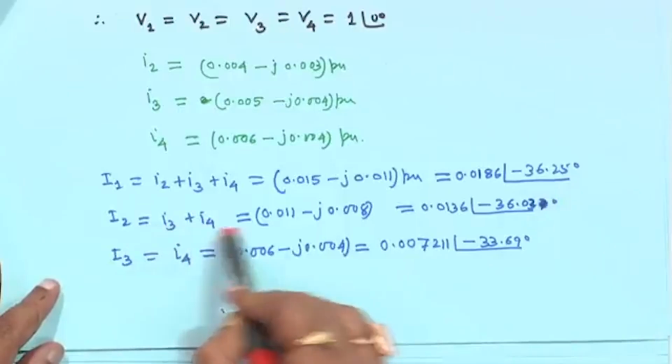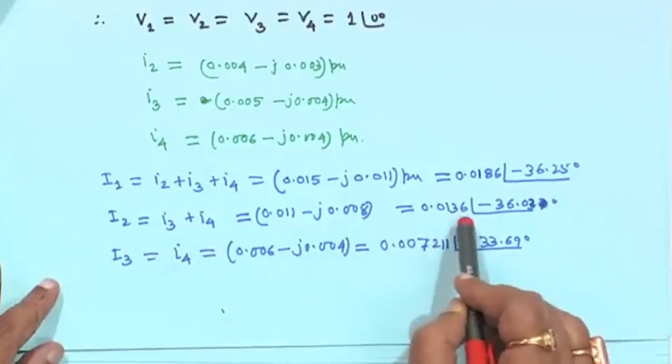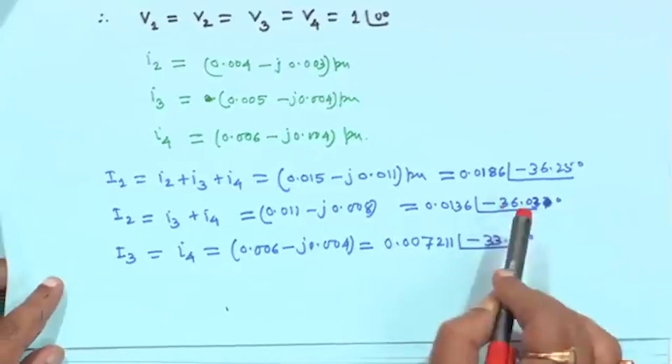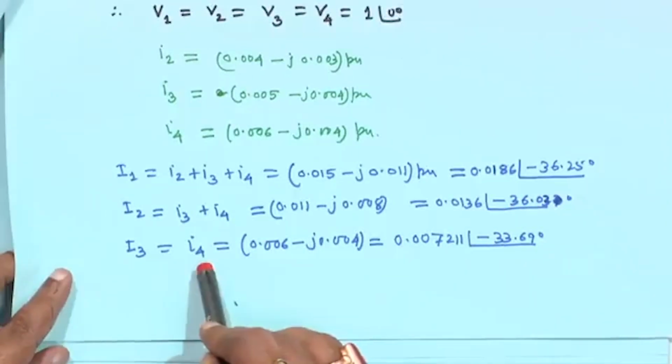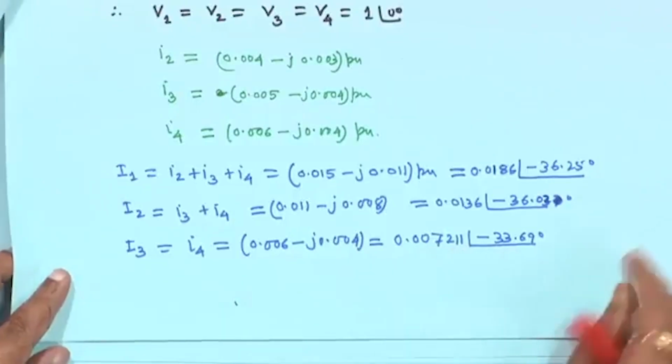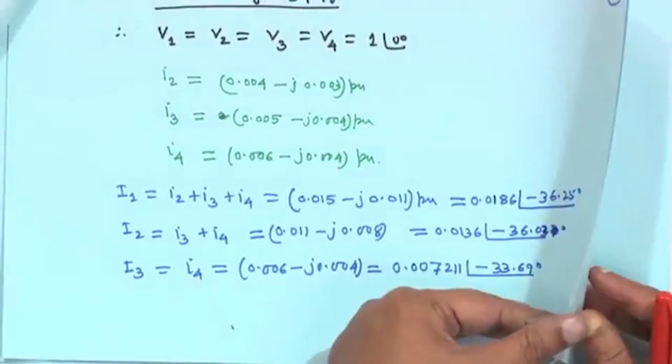Capital I2 is equal to small I3 plus I4. If you do so, it will become 0.01636 angle minus 36.03 degree, and capital I3 is equal to small I4, that will become actually 0.007211 angle minus 33.69 degree, right.